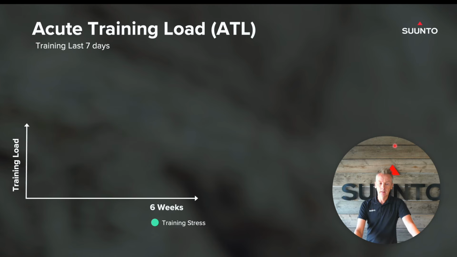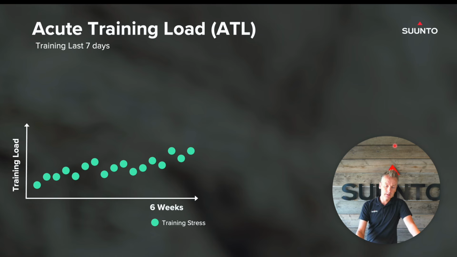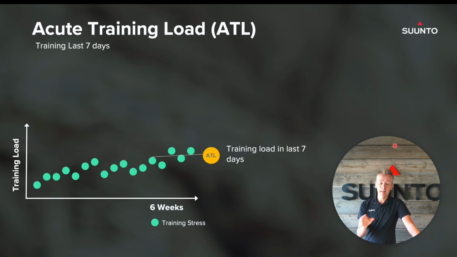And then of course when we try to illustrate this as a graph, again this is the weekly volume, weekly training stress scores illustrated as green bubbles. And then when we take the average from the last 7 days, it's illustrated as a line, and there you are today. So that's my training load in the last 7 days.